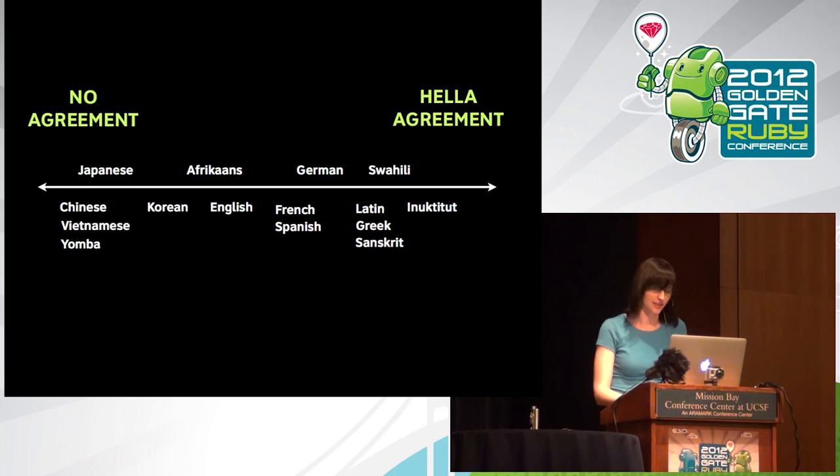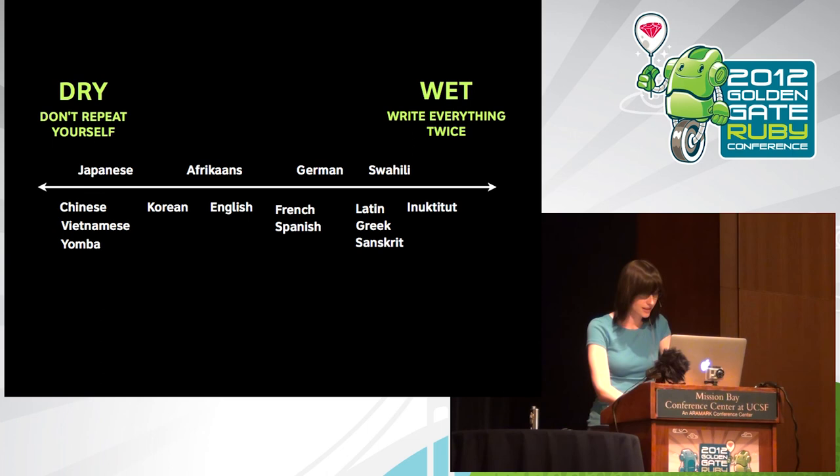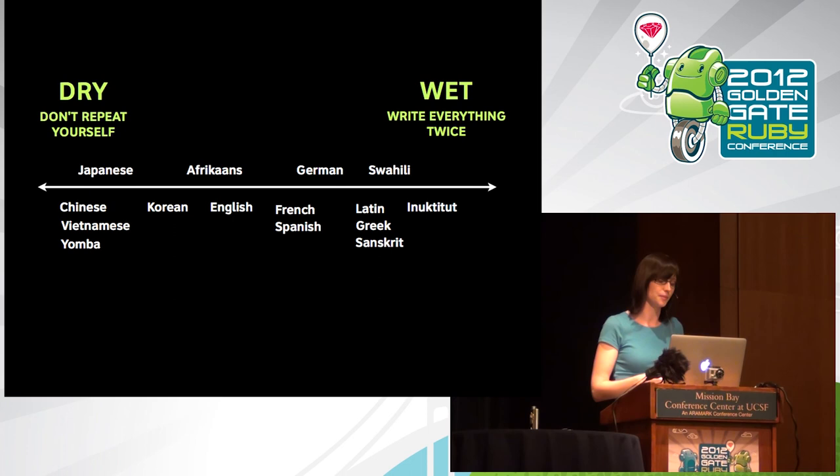So agreement is very wet because you get the same things stored all over the place, like in that Swahili example. So lots and lots of things can trigger agreement. Person, gender, case, voice, aspect, tense, mood, the list goes on and on and on. So we don't need to worry about most of those, luckily, because when you're translating software, usually most of those don't come up. So let's just talk about the ones that do the most. And those happen to be person, gender, and number.